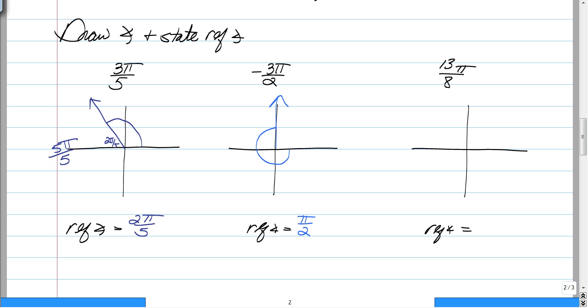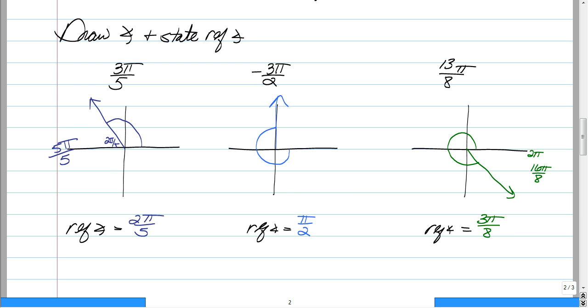Last one, 13 pi over 8. So you're going more than 1, and you're going to keep on going, and here's where you are. Now, if you needed to do that with a calculator, that's fine, but 13 pi over 8 is close to 2 pi. So 2 pi would be like saying 16 pi's over 8. And you just went 13 out of those 16. So how many more do you need to go? 3 more out of 8. All right? That's reference angles.